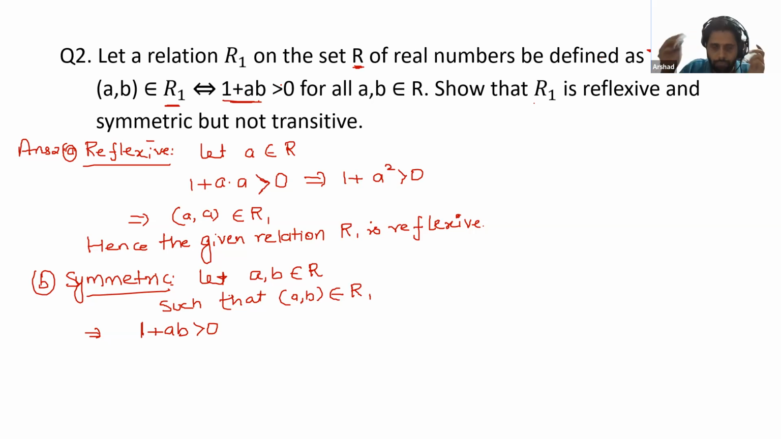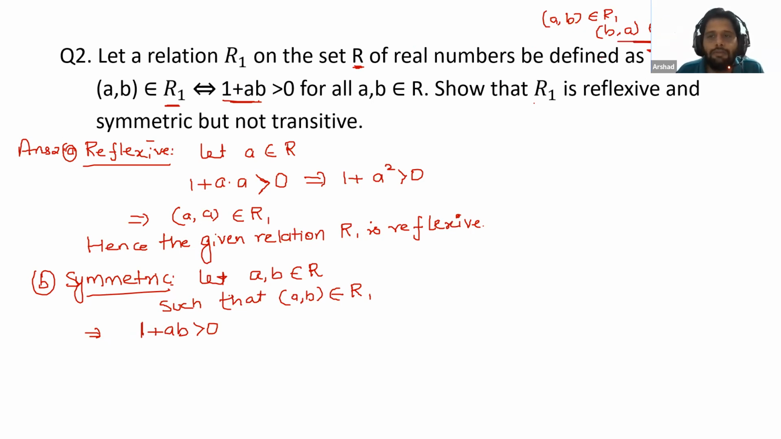Okay, so give me a minute, okay? Okay, sorry. So what is symmetric? If AB belongs to the relation R1, then we need to prove BA should also belong to R1. So for symmetric, we need to prove if AB is there, then BA should also be there.